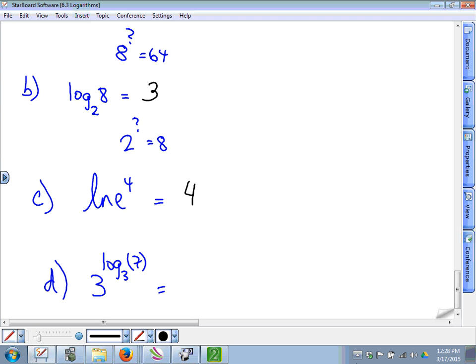7? 7. You guys seem pretty confident. It is 7. The answer is 7. Why? What cancels a logarithm? The base. Since they have the same base, those will cancel each other out, and the answer is just 7.